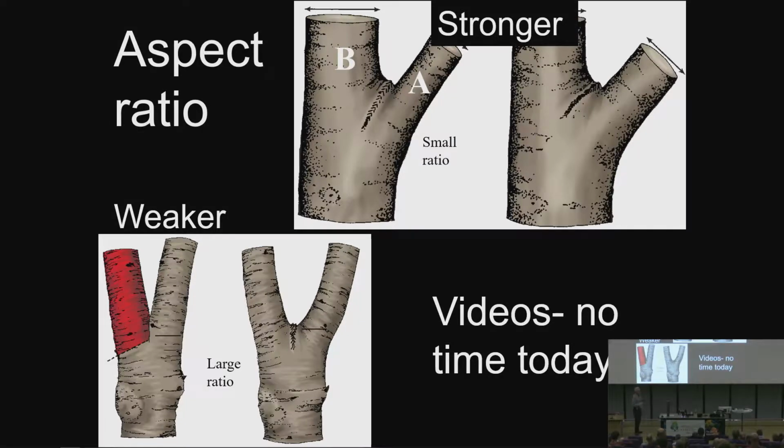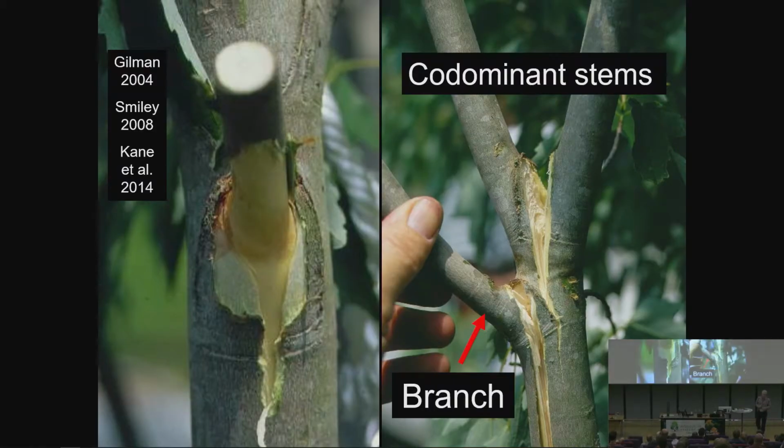And so aspect ratio, if we had some more time, I would show you a couple of nice videos of pulling apart what we think is a stronger union compared to a weaker union. We don't have that kind of time right now. But notice that when the aspect ratio is smaller, the strength of that union is going to be higher. So various people have done this kind of work. Back in 2004, we did some, and it was followed up by some of our colleagues that many of you might know the names of in the US.